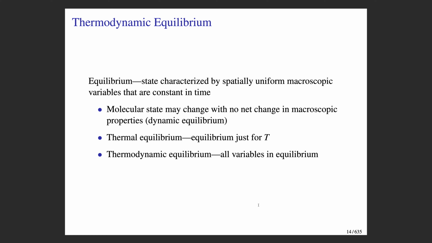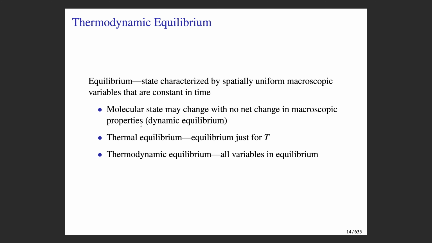Now that does not mean that the molecular state, the microscopic state, is not changing. In fact, it is, right? So even though your macroscopic variables, pressure, volume, number of moles, and temperature, are constant, microscopically the molecules are bouncing all around. And so we refer to this as a dynamic equilibrium. Macroscopically things are fixed, but microscopically the molecules are moving all around, and the precise molecular state is changing.